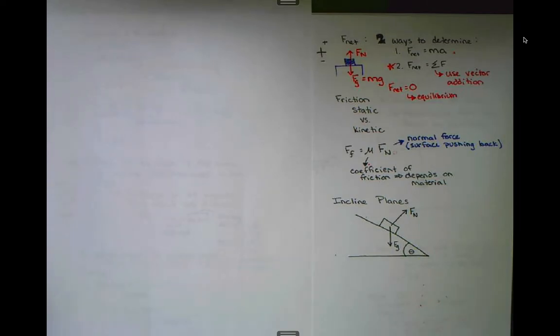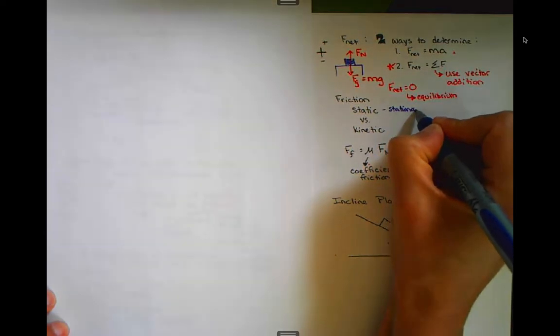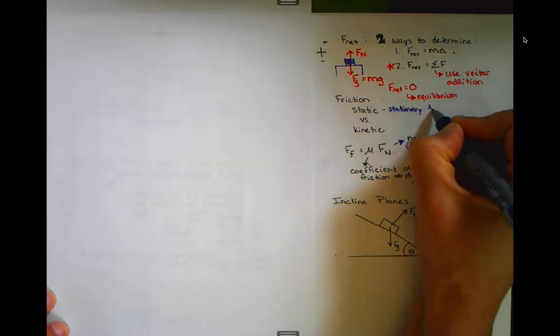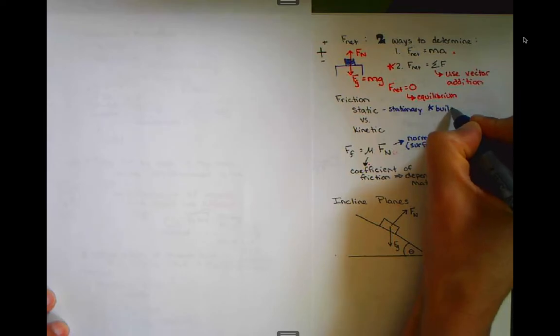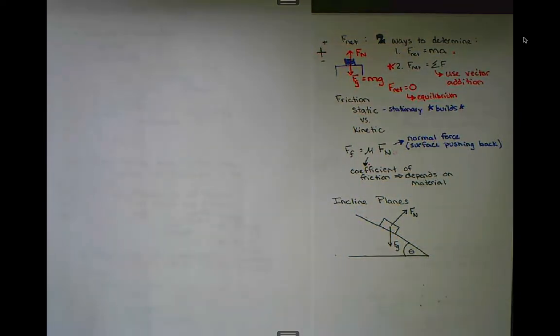We then talked about the force of friction. So you have static friction versus kinetic friction. Remember, static friction is when things are stationary. Right? And static friction, here's the key with static friction, it can build. It builds. Right? It gets stronger and stronger and stronger. There is a maximum static friction that exists between the materials.